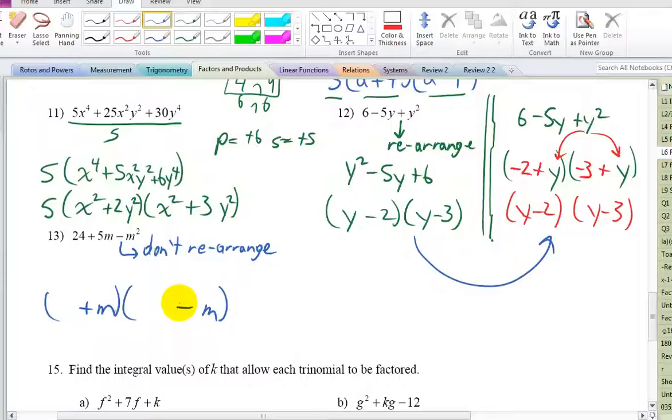Now the 24. So the product is 24, but the sum is 5. Let's not worry about the sum so much, but let's focus on the product of 24. What are the factors? 1 and 24, 2 and 12, 3 and 8, 4 and 6. Now keeping in mind the sum is 5, which one should we focus on?